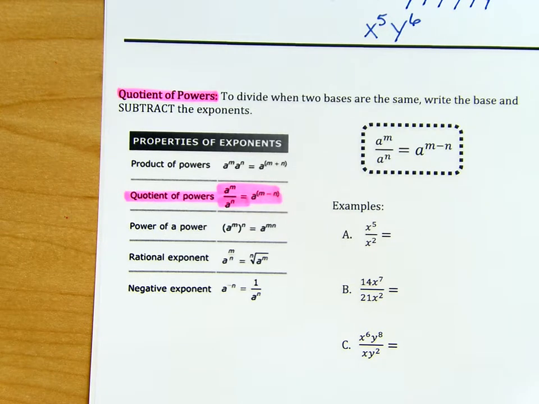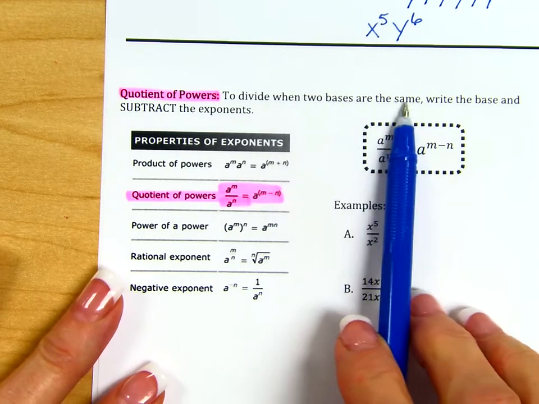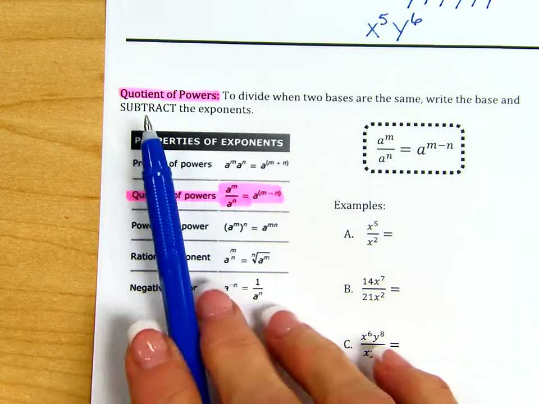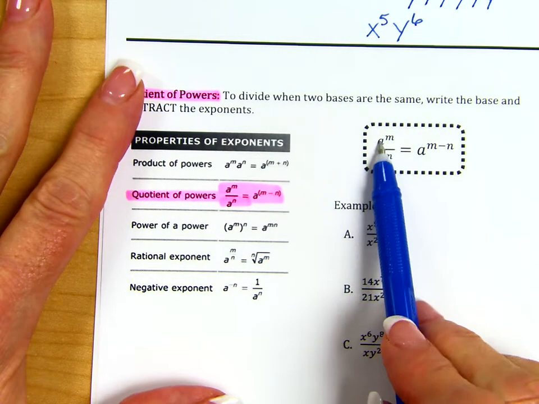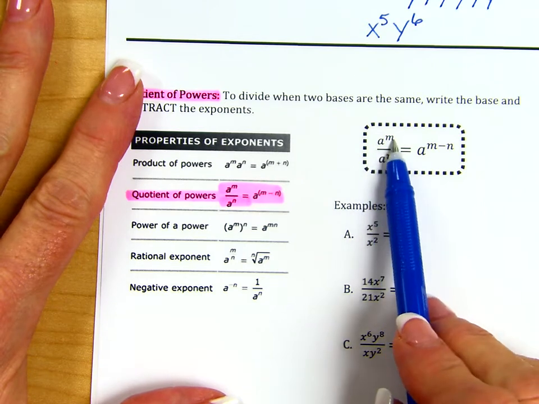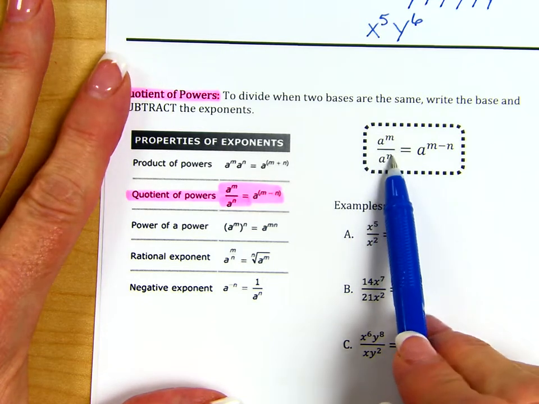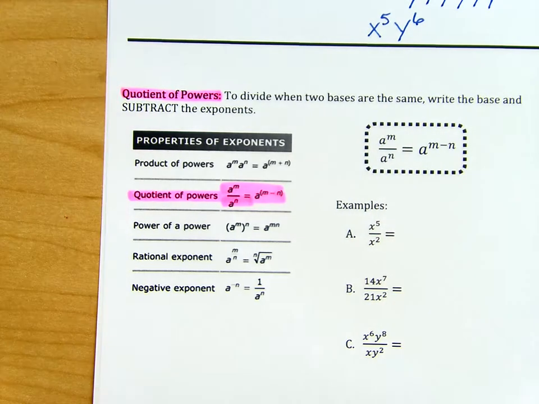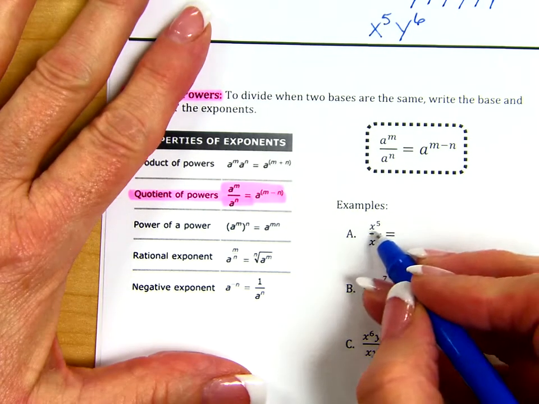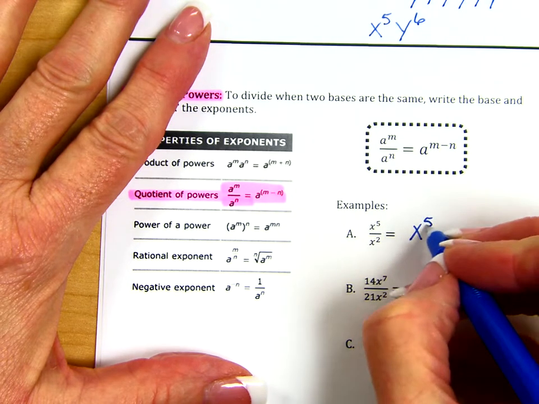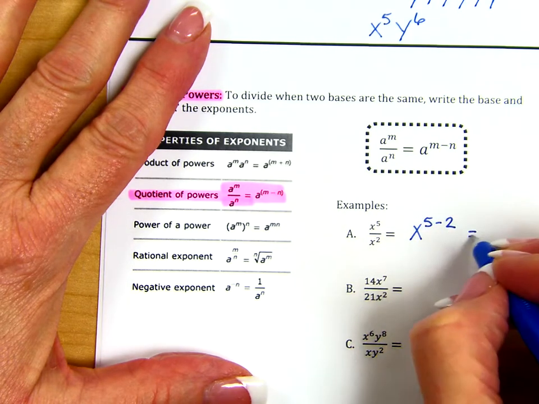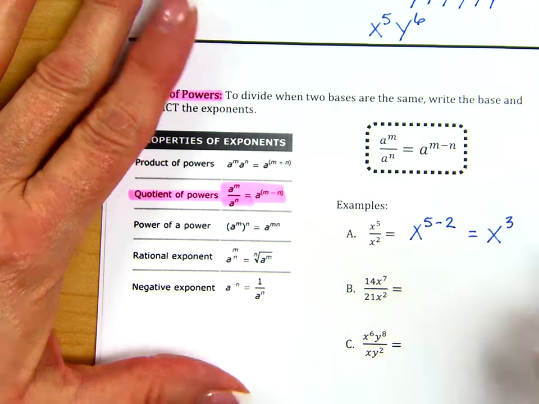So in this case, to divide when two bases are the same, write the base and subtract the exponents. So they have like bases here, so they're going to take the exponent of the numerator, subtract the exponent of the denominator, and that's going to give you your new exponent. So here in our first example, we have x to the 5th over x to the 2nd. So that becomes x to the 5 minus 2, which becomes x to the 3rd.